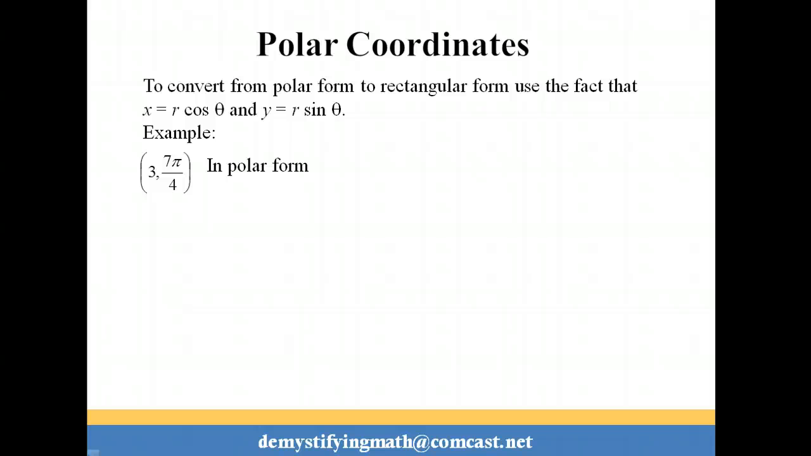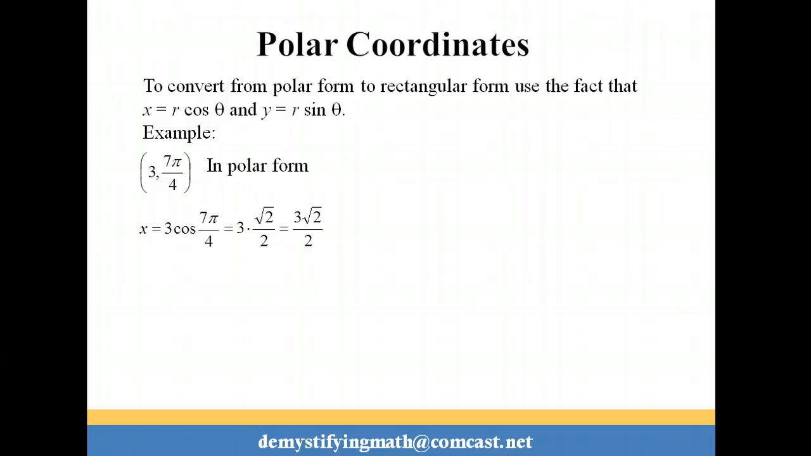Okay, so in this case, we're going to convert from polar to rectangular, working in the other direction. There's two things you need to know. You need to know that x equals r cosine theta and y equals r times sine theta. So we're taking the ordered pair 3 and 7 pi over 4, and what we're going to do is find x, which is 3 times the cosine of the angle, 3 being our radius length and 7 pi over 4 being our angle.